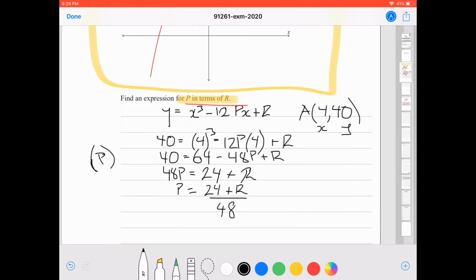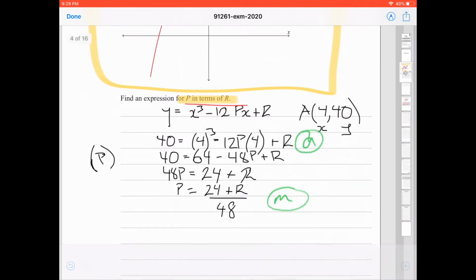Finding an equivalent expression for p in terms of r gets you the merit grade. Your achieved comes from substituting correctly. So just our first step here should get you the achieved, substituting the point A (4, 40) into our equation.